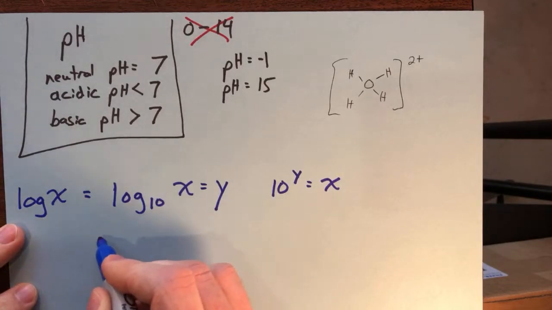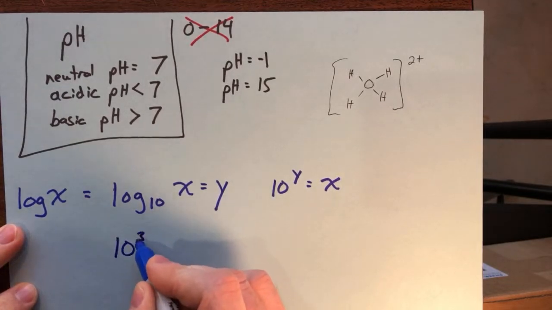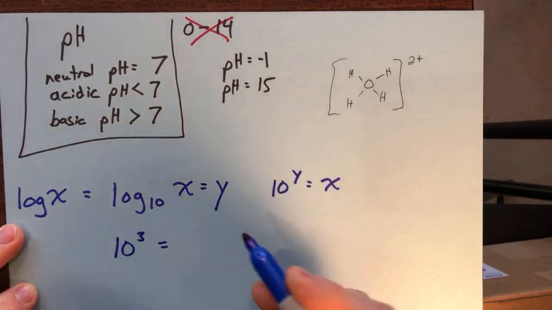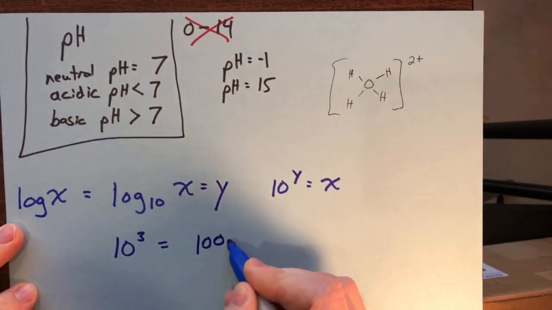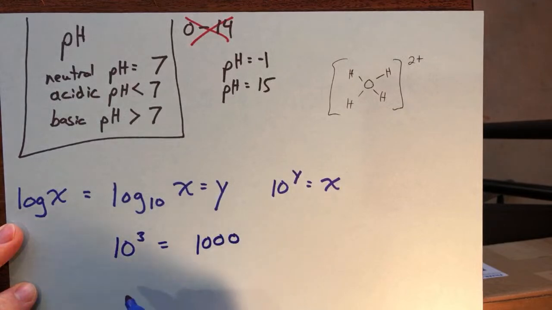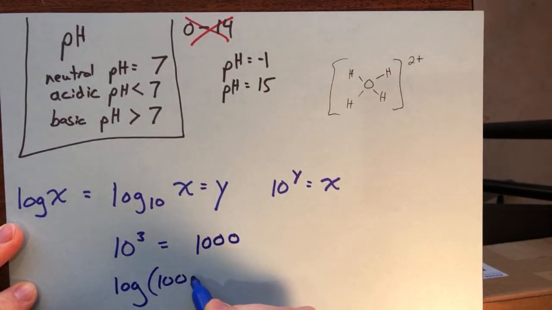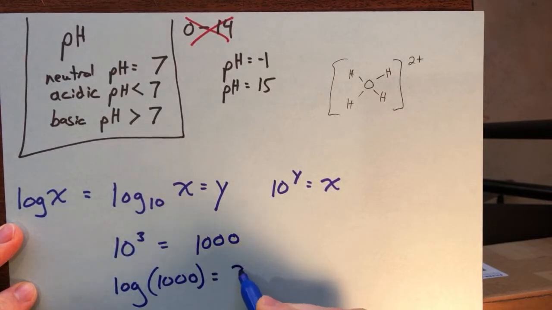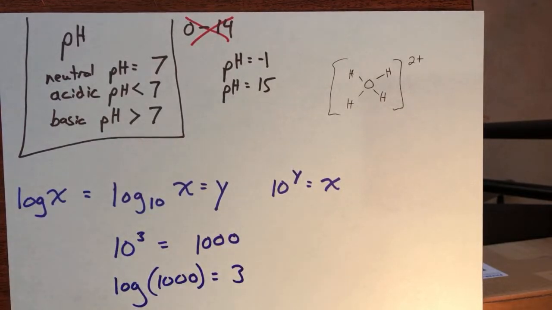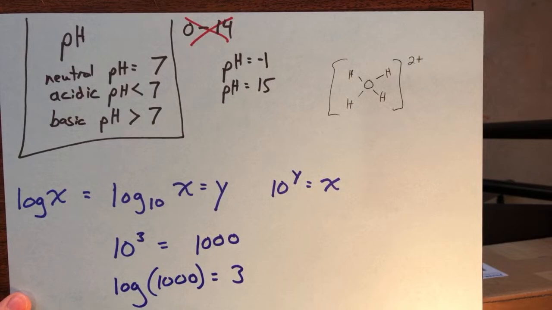So that if we have 10 to the third, right, equals what? Equals 1,000, okay? And so what we can do is we can say log of 1,000 equals 3, all right? And we're going to be doing a lot of that kind of stuff today, mostly in your calculator, but also you should be able to do some of this stuff in your head, especially when we use scientific notation. Scientific notation makes this super, super easy, all right?